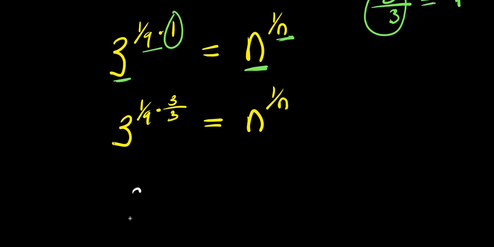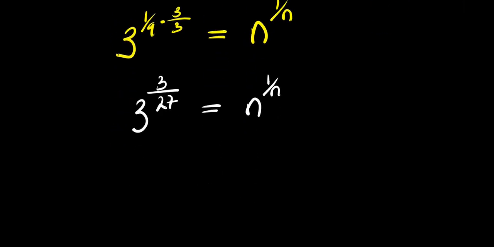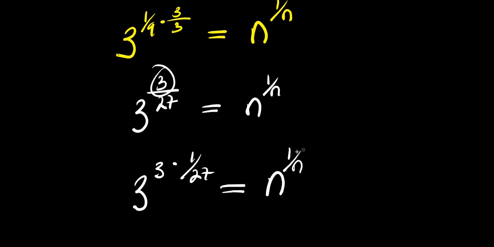From here, I have 3^(3 times 1, 3, divided by 3 times 9, 27) equals n^(1/n). From here, I have 3 to the power, I can factor out this 3. This is 3 times 1/27 equals n^(1/n).